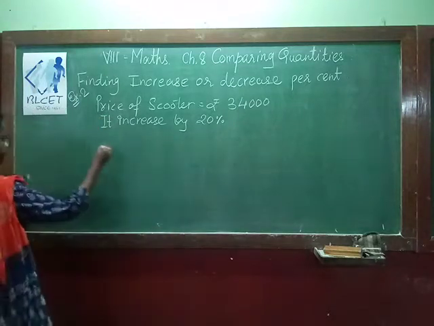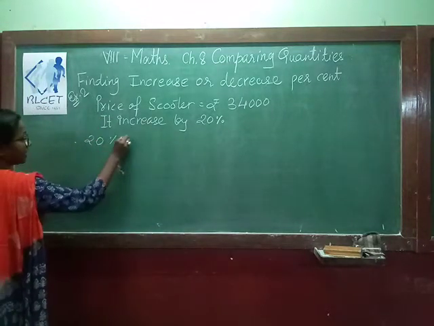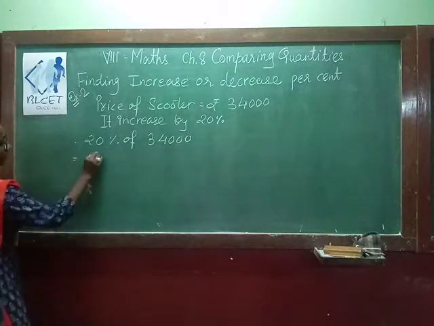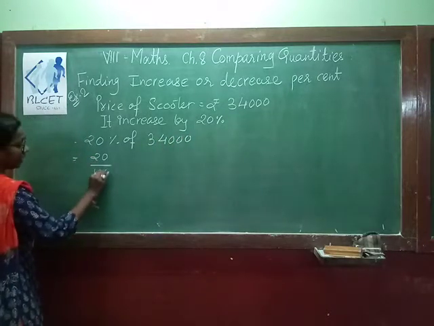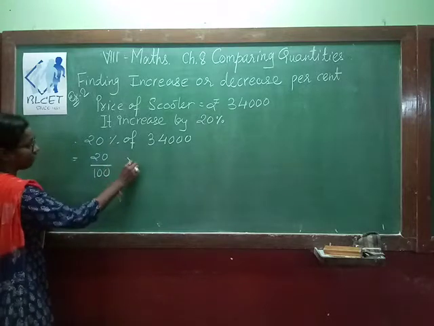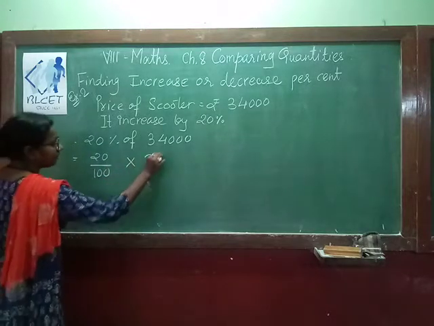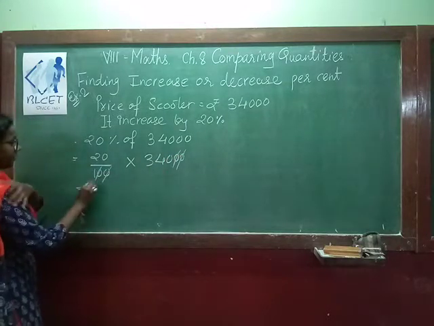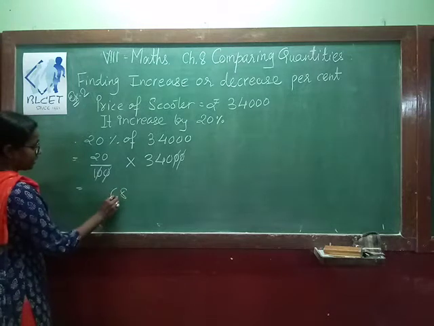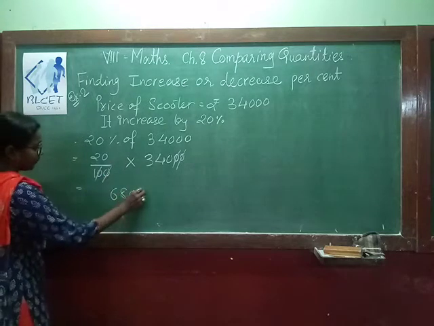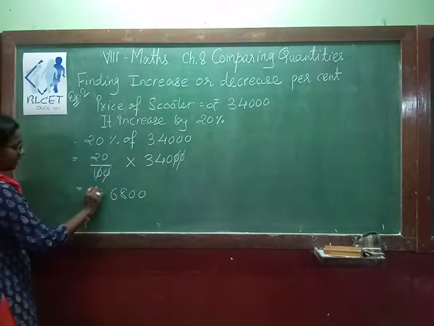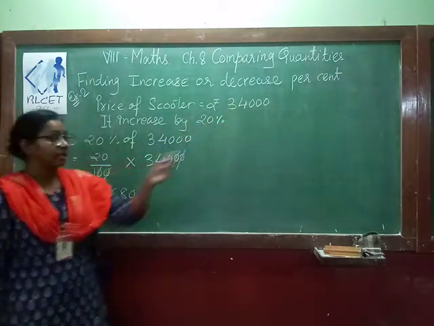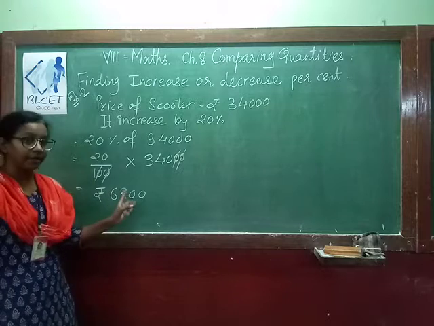So let's see. 20% of 34,000 is equal to 20 divided by 100. We have to remove the percentage sign and replace "of" by multiplication, times 34,000. The zeros will get cancelled. So what is the amount? 4 eights are 32, 3 sixes are 18, so 6,800. Last year the price of the scooter was 34,000. Now it increased by 6,800 rupees.